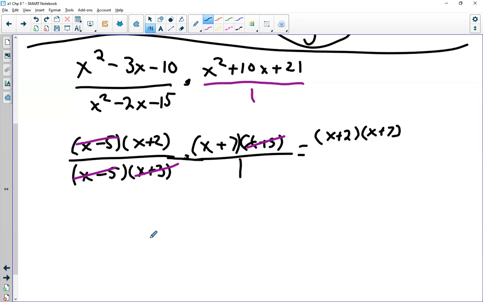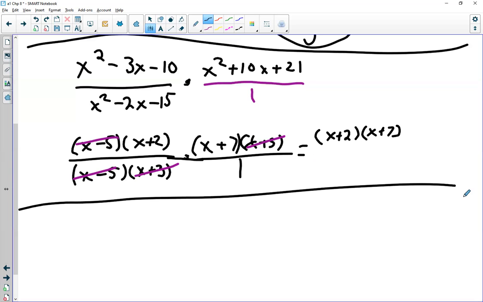You don't have to put it over 1. Because it's just nothing on the bottom, you don't have to put over 1. If you do put over 1, you'll still be correct. Give it a second to write that down as I write the next question.